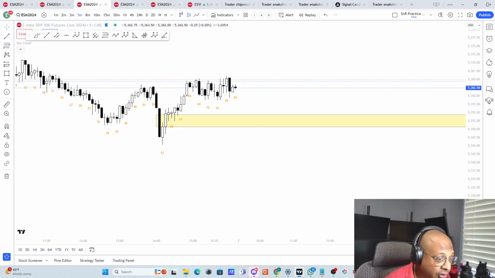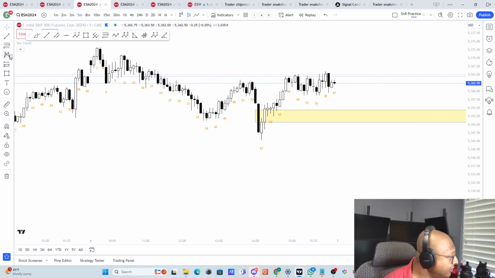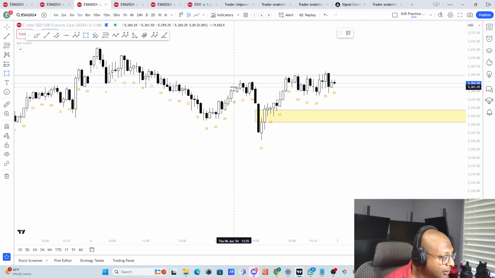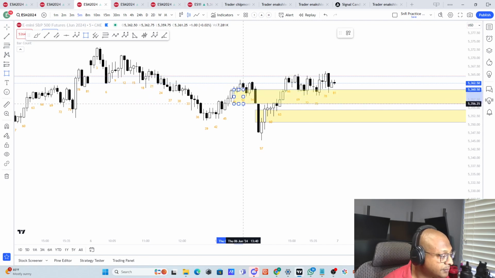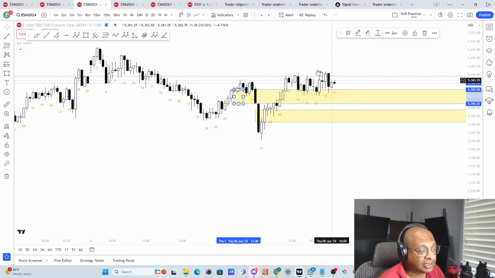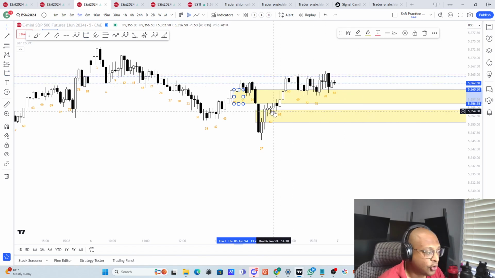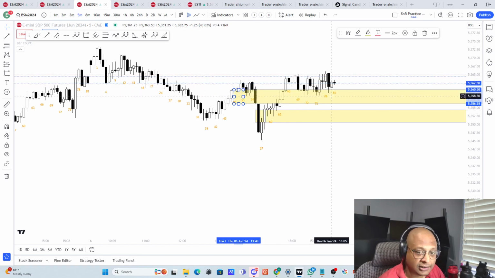On the upper side, if you see here, this was the bear gap. Now the market here is still bullish. Why? We created the bull gap. We have closed above the bear gap. We have got follow through above the close. So that means this bear gap is now done.